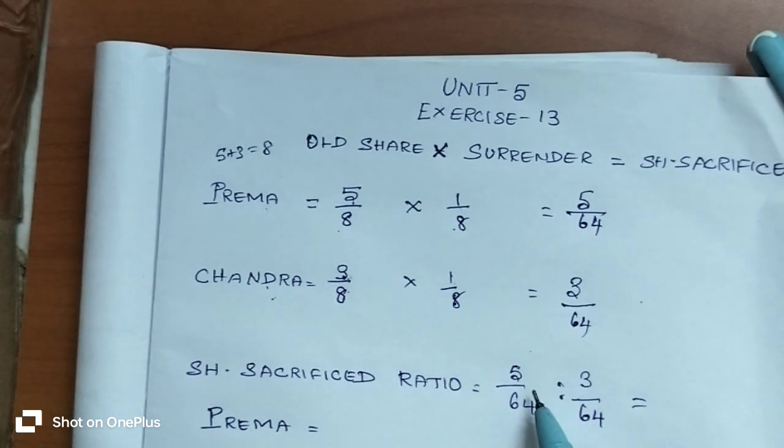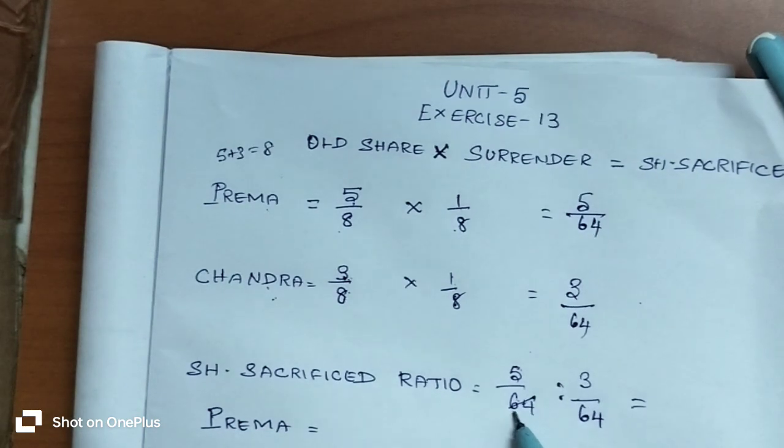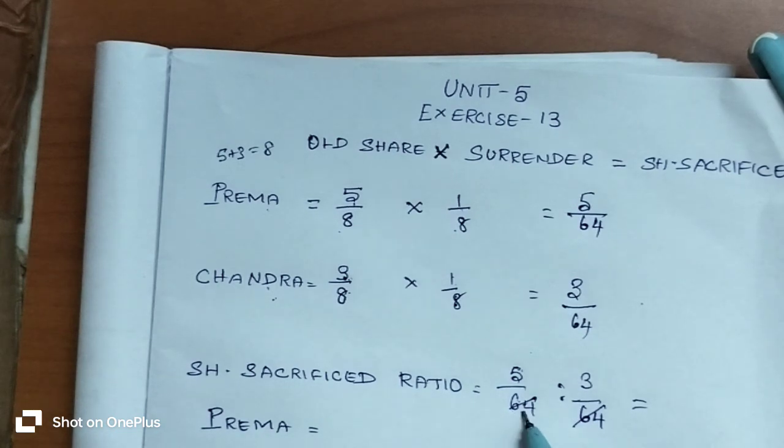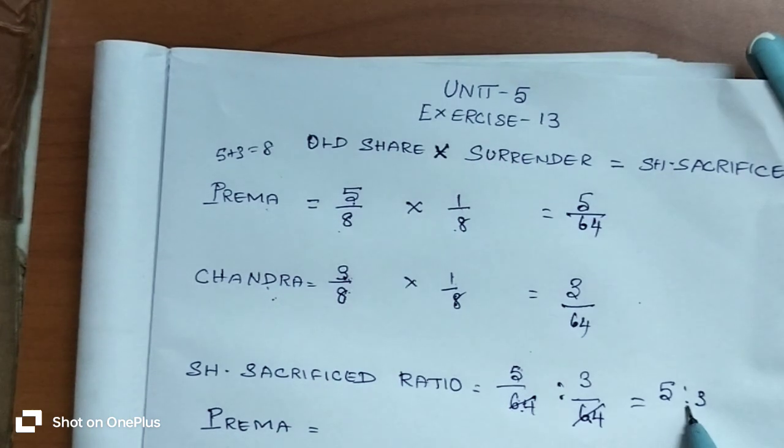Then we will get, they ask the sacrificing share in ratio form. We found it in fraction form. So for that we have to cancel the denominator number 64 because we have the same denominator. Then we will have 5:3. This is the sacrificing ratio, 5:3.